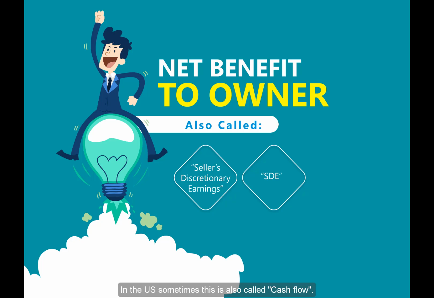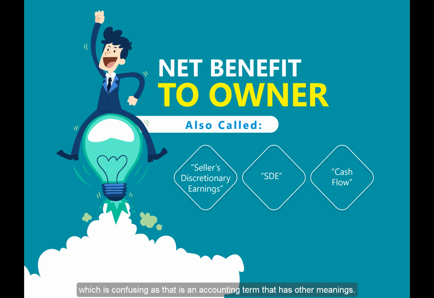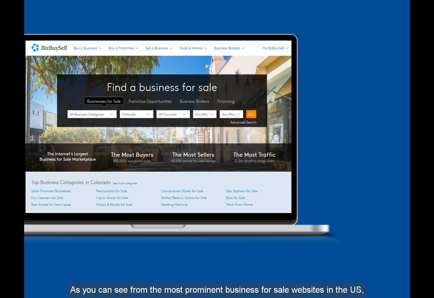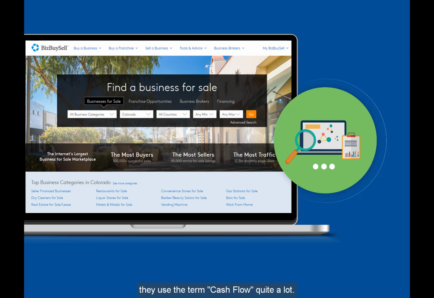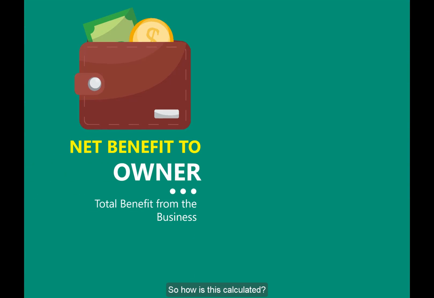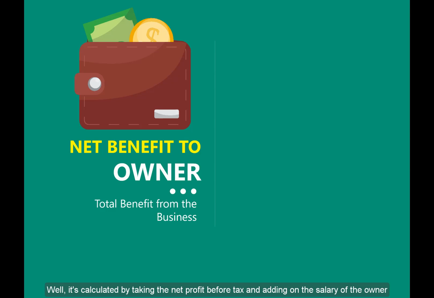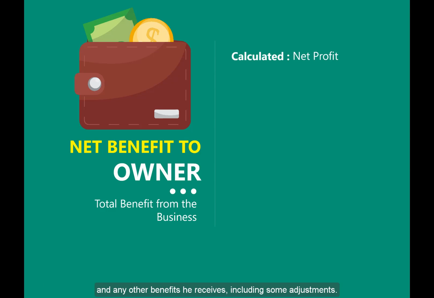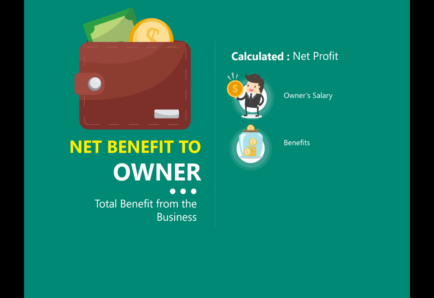In the US, sometimes this is also called cash flow, which is confusing because that's an accounting term that has other meanings. But as you can see from the most prominent business for sale websites in the US, they use the term cash flow quite a lot. What they mean is seller's discretionary earnings, or net benefit to owner, the total benefit of the business to that owner. So how is this calculated? Well, it's calculated by taking the net profit before tax and adding on the salary of the owner and any other benefits he receives, including some adjustments.